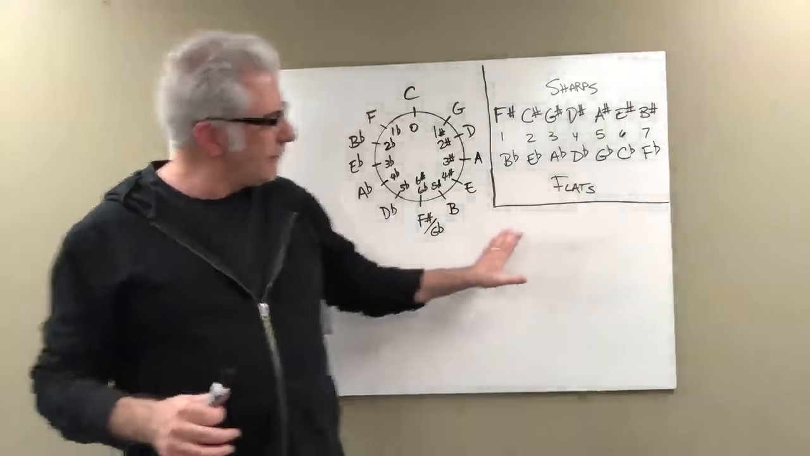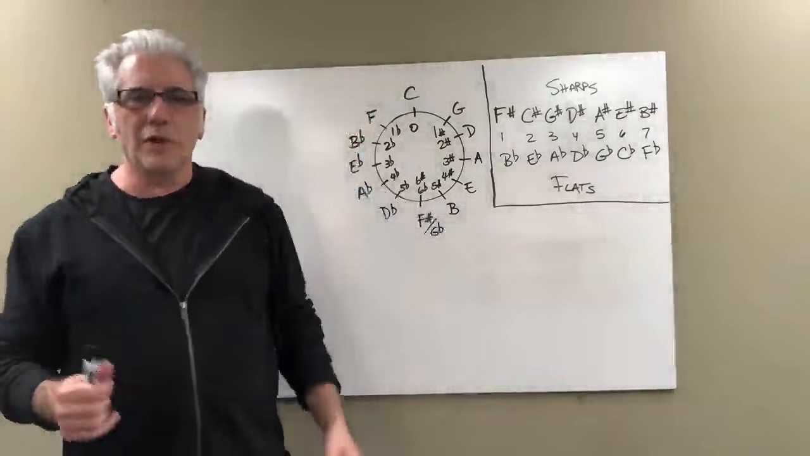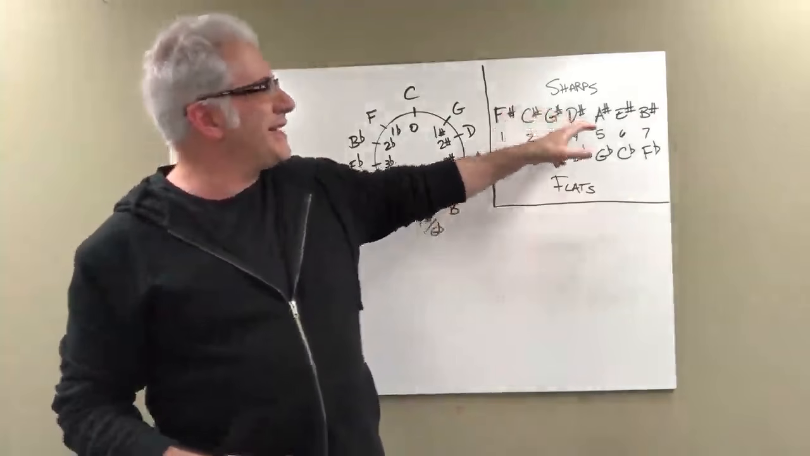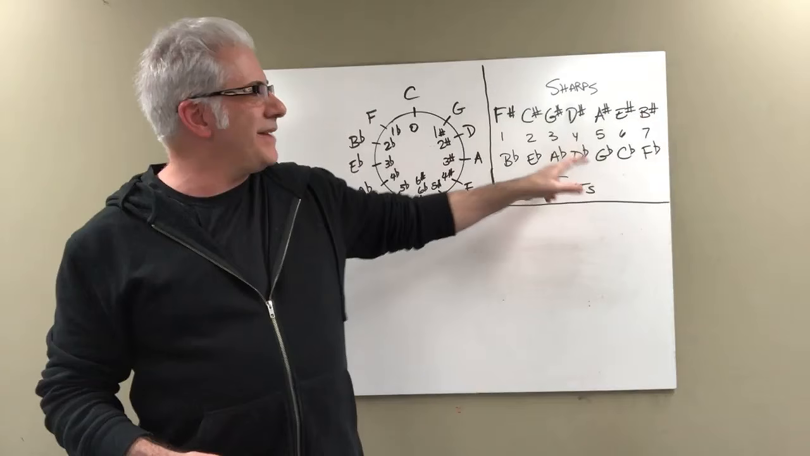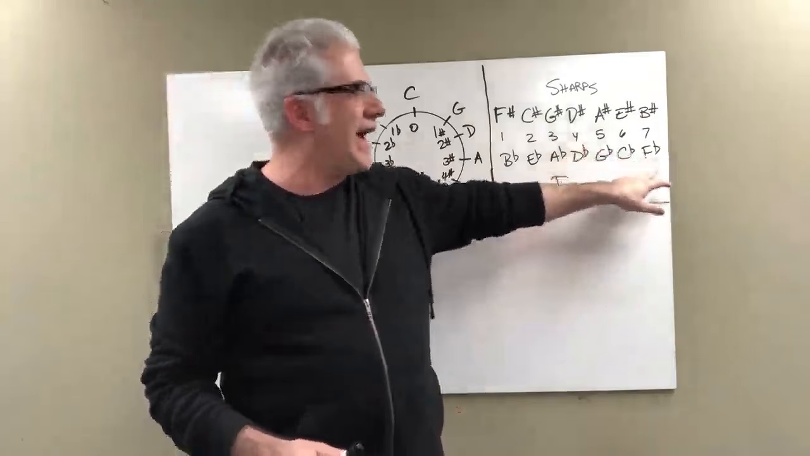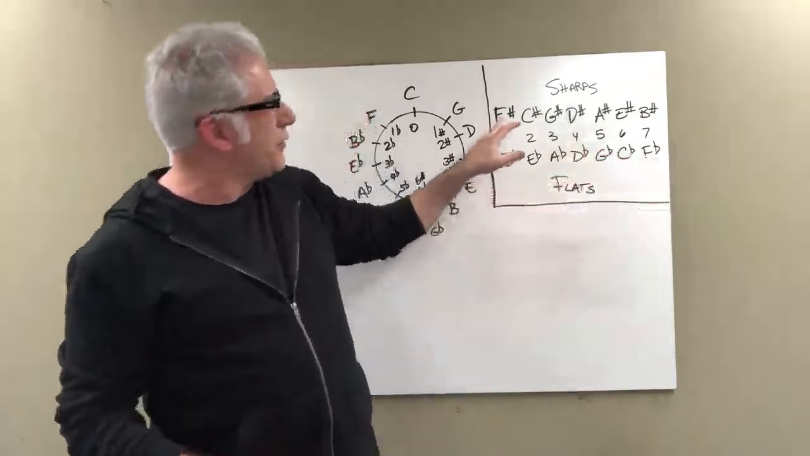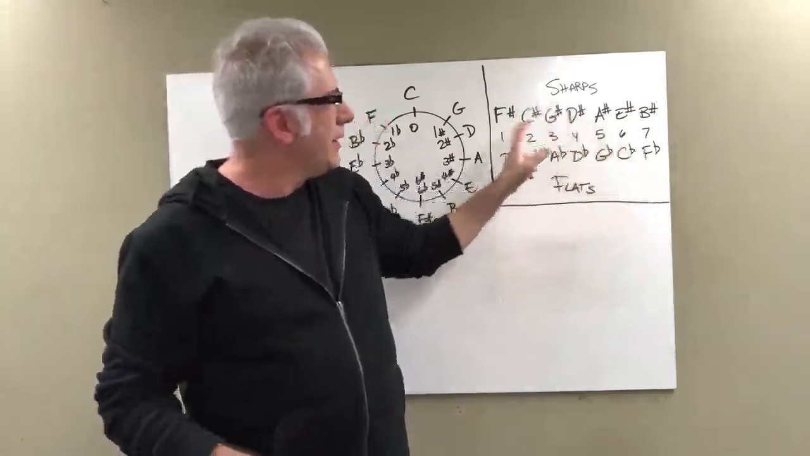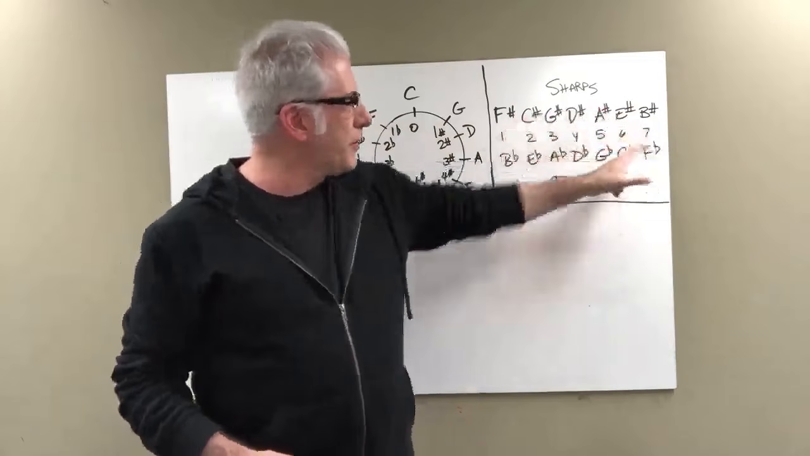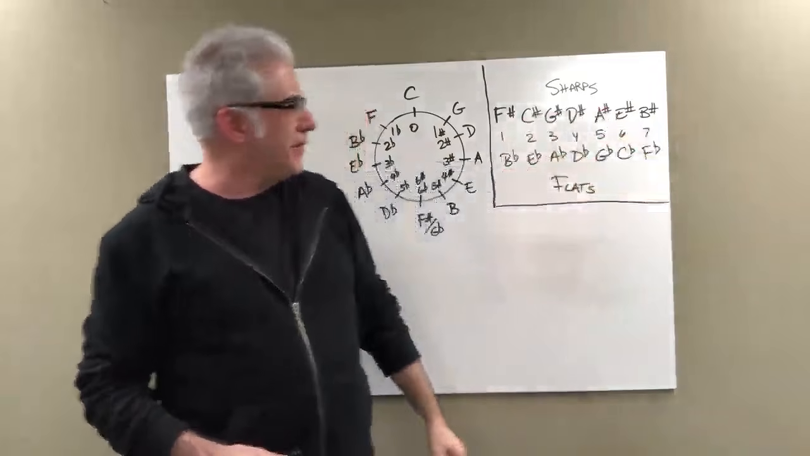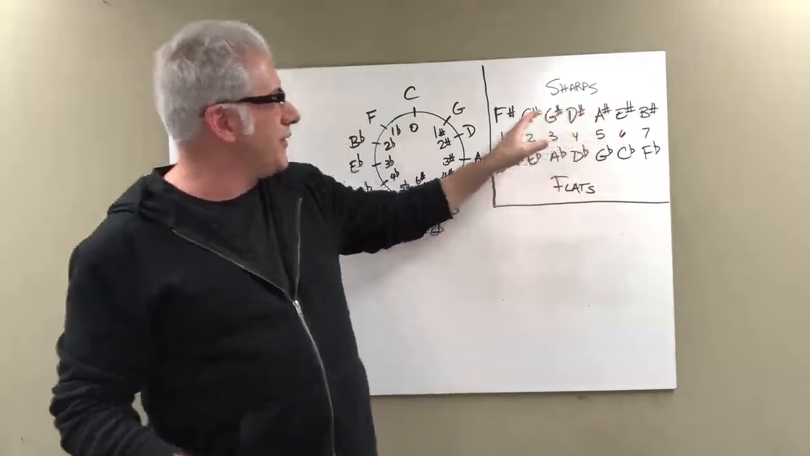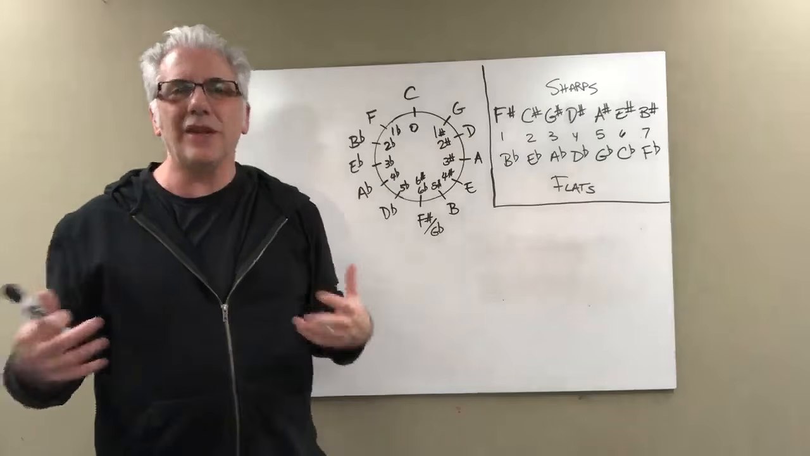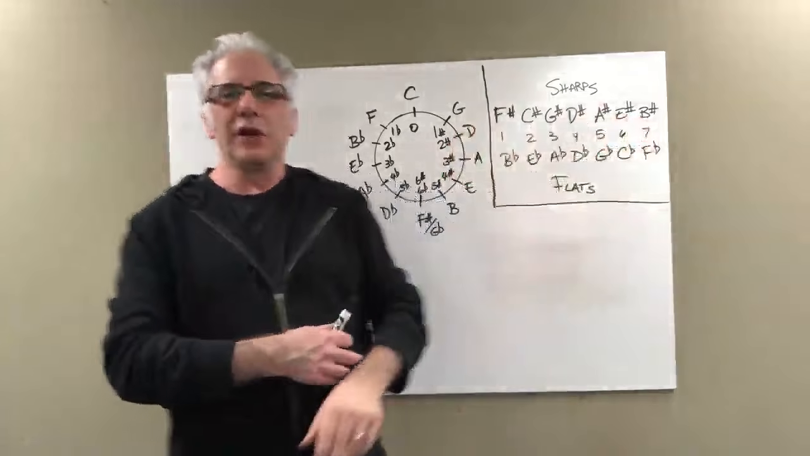No. But memorizing this chart, one interesting thing you'll see about this: F, C, G, D, A, E, B, and B, E, A, D, G, C, F. This is backwards, okay? The order of sharps and the order of flats are exactly opposite, right? B, E, A, D, G, C, F. So it actually makes it easy. If you memorize it one way, you can memorize it the other way.